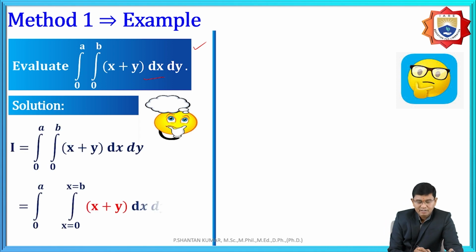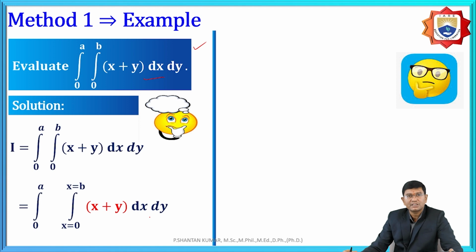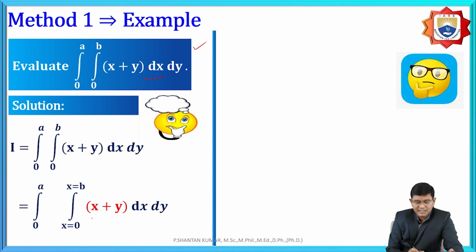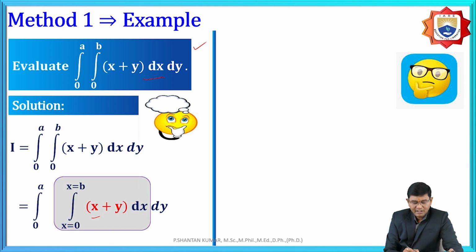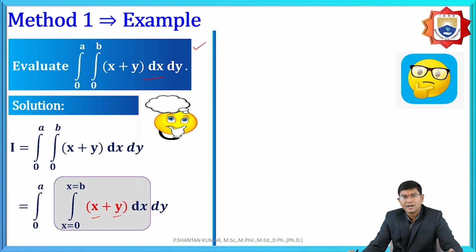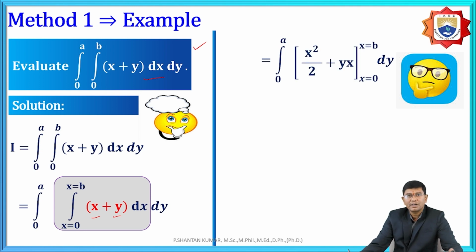While we integrate first with respect to dx, the first part is the integration of x, therefore x square by 2. The second part is y, but since we integrate with respect to x, y is treated as a constant, so its integration with respect to x is yx. Therefore the integration from 0 to a of x square by 2 plus yx, with the limits x is equal to 0 to b, dy.